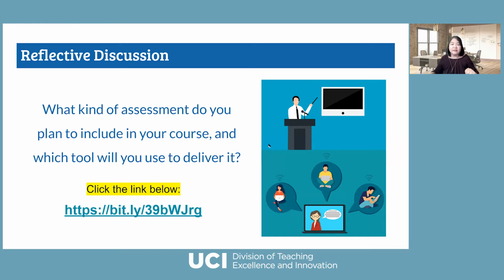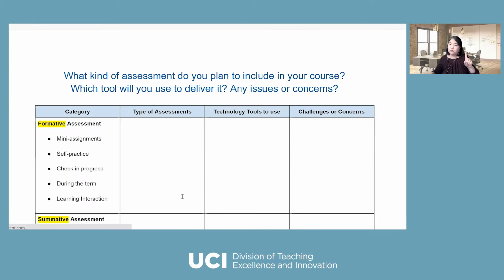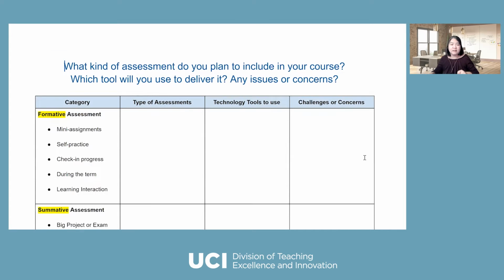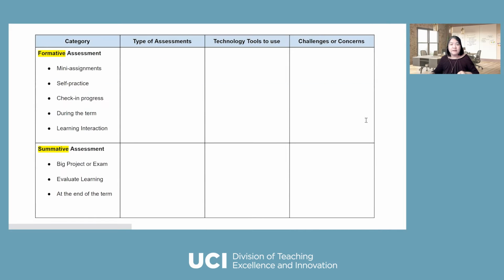So I have a document created here. If you click on this link, we're going to put the link in the chat as well. It's to really take just one minute to think about this. There are two columns here. The first column is formative assessment. Remember, they are mini assignments. They are more for students to do self-practice or check their progress. Usually it's offered during the term.